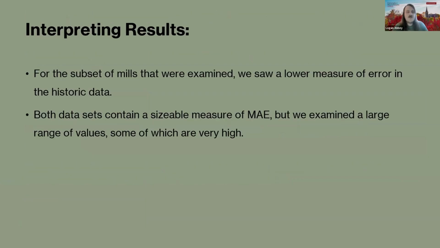We saw a lower measure of error in the historic data, and they both did have a measure of error, but there were some extreme outliers in this data. We had mills that were doing millions of cubic feet all the way to a guy that did 8 logs that came from his neighborhood. So we feel pretty good about this. I think that if we were to expand the kind of sample that we ran the analysis on, we'd see those two numbers creep together.